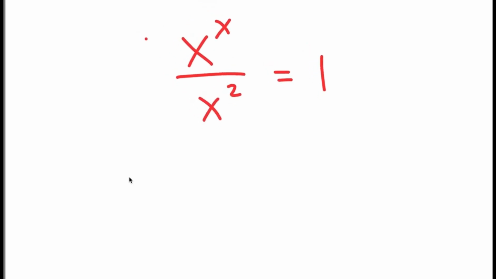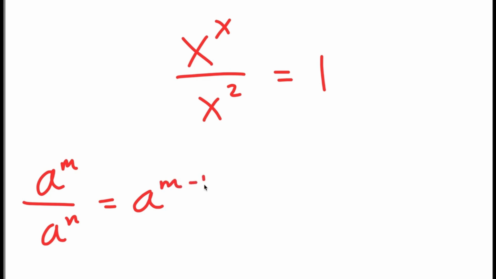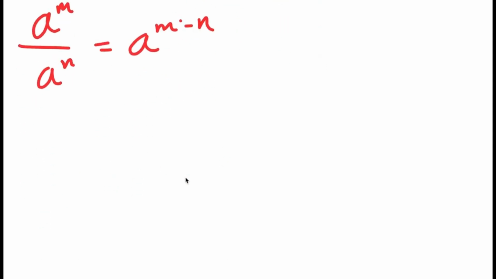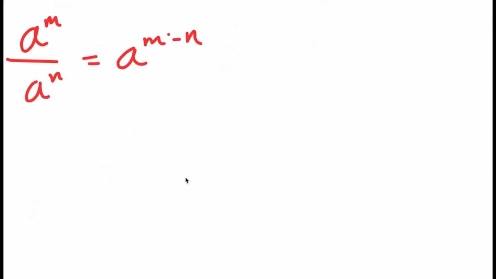Now, I could use an important property of exponents that states that if I have something in the form a to the power of m over a to the power of n, this is equal to a to the power of m minus n. So in this case, I have x to the power of x over x to the power of 2, and it's going to equal x to the power of x minus 2, which is equal to 1.